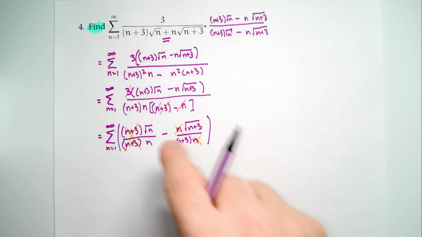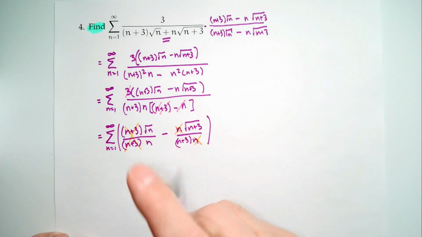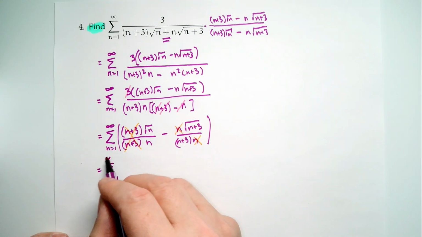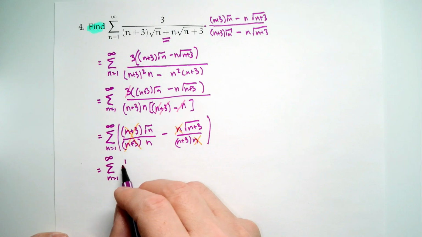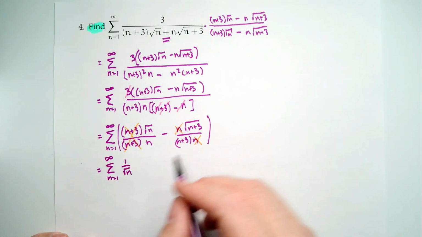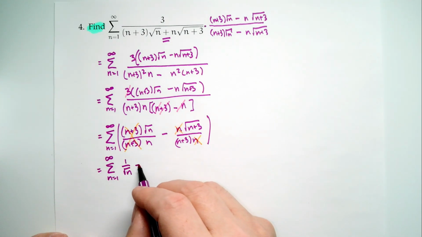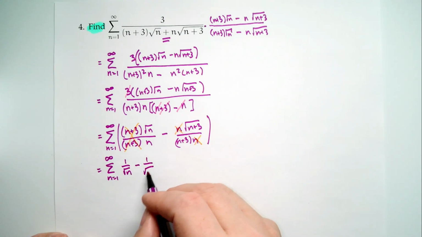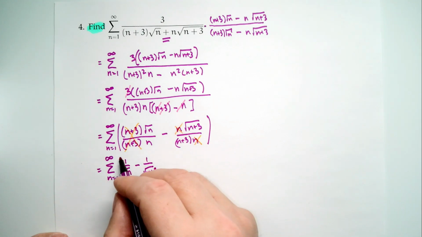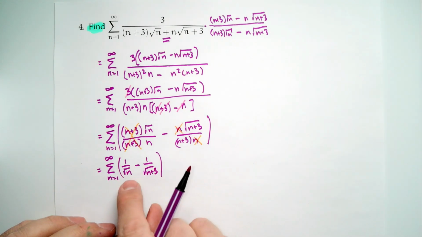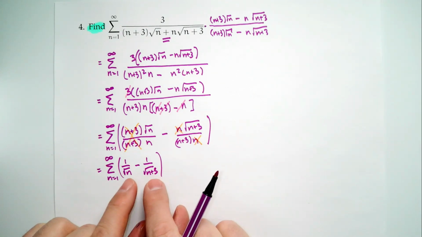See, notice how you have a square root of n over n? What is that? Well, that is 1 over square root of n. How about square root of n plus 3 over n plus 3? Well, that is 1 over the square root of n plus 3. And now we say, aha, that does have the telescoping form. See, because it's a subtraction, but also there's a shift.